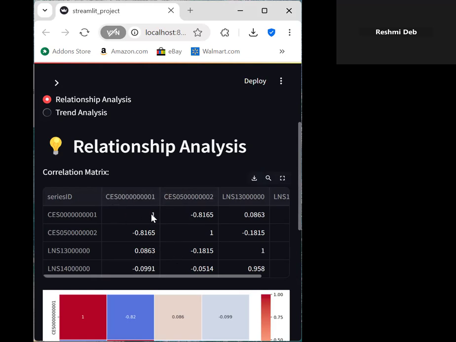So one pair is closely correlated, and we can see that this ID and this ID are closely positively related. The other correlations are moderate, and CEC001 and LNS are also positively related.